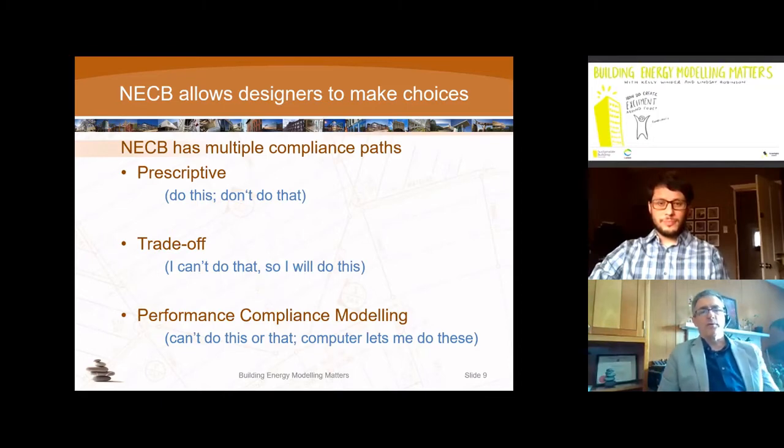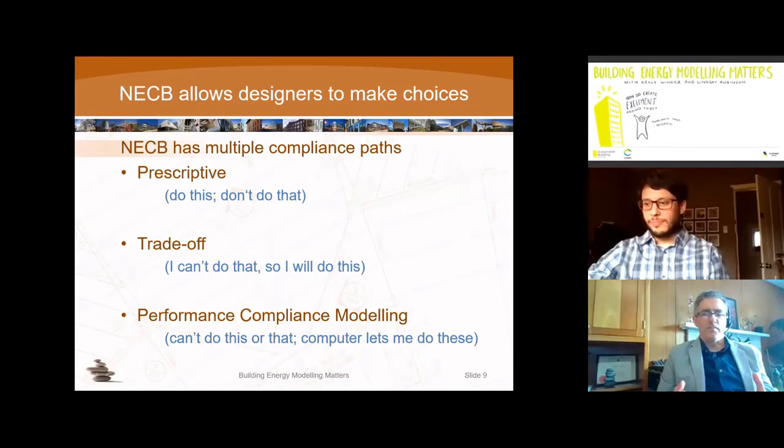The best example of this is with windows and wall. If you find your wall assembly is just not working for you, it becomes too expensive to construct, you can actually put a wall assembly in that's a little bit less than what's required by code, but you can put better windows in, or you can put fewer windows in to compensate for that. So you can do some trade-offs in there.